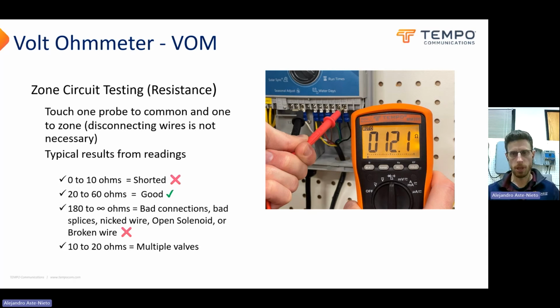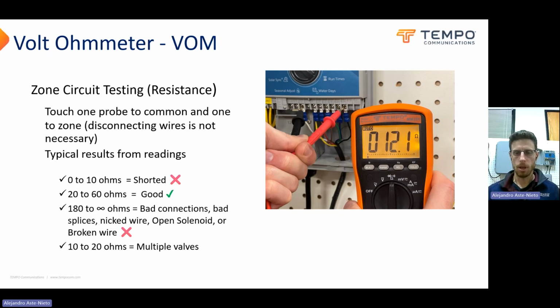So one little caveat here is if you have 10 to 20 ohms, you might have two valves hooked up to the same circuit. And that's not typically a problem electronically. Most transformers end up just having to put out more current, and they might get a little bit hotter, but they should be able to handle that extra current. Usually the bottleneck in more than one valve is water pressure.